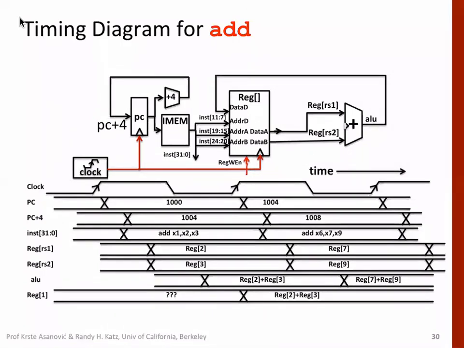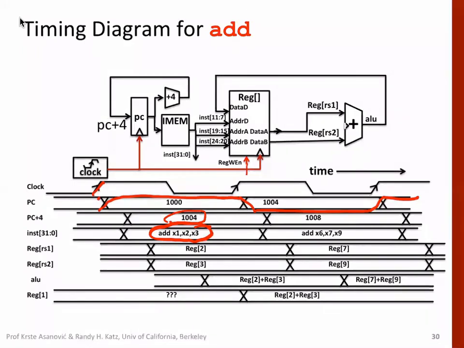And we can see the PC value, for example. Initial PC value is, for example, 1000. So this value is 1000. Let's assume that this represents the clock. And after the clock edge, for example, we are taking this clock edge, the next PC value becomes 1004. And in this clock cycle, we are executing this instruction add x1, x2, x3.